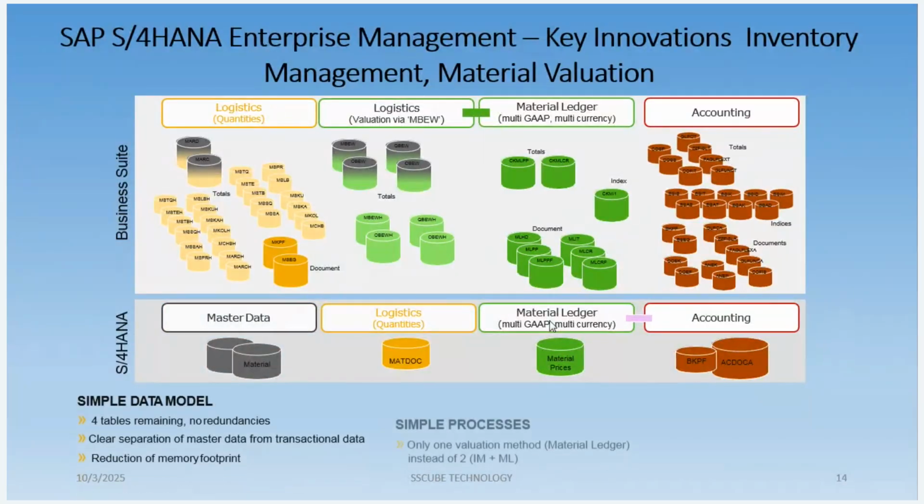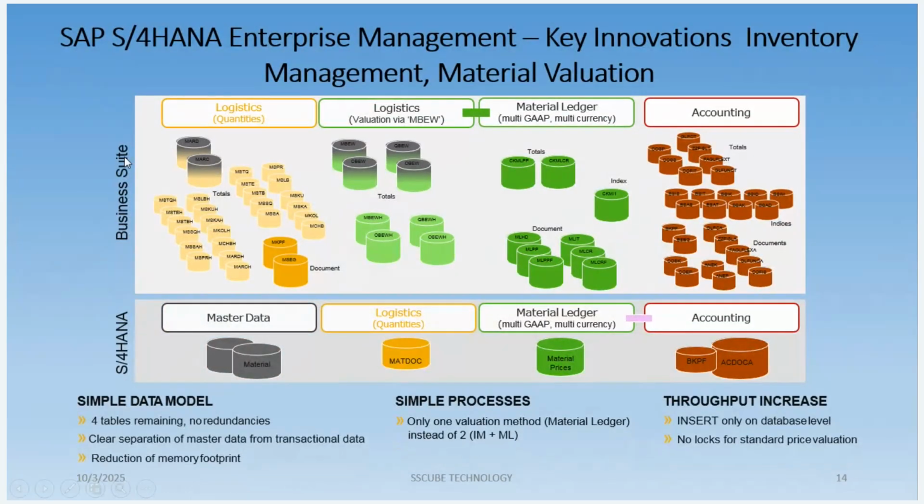Now you can see Business Suite at the top and S4 HANA at the bottom. In logistics you can see this many tables, whereas in master data we have two tables. Here in the logistics valuation part we have this many tables, and here we have only one table. In the material ledger we have this many tables, and here we have only one table. In accounting we have this many tables, and here we have two tables.